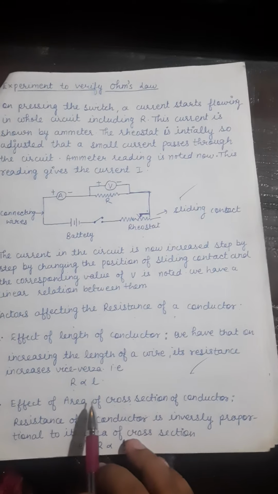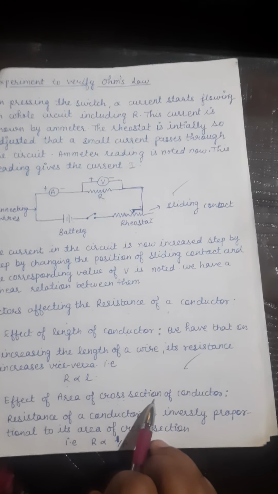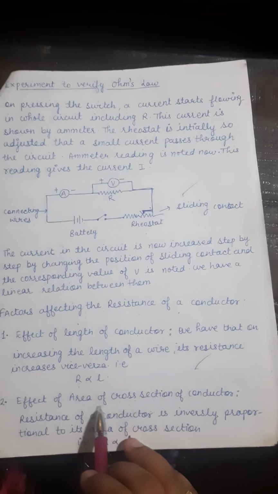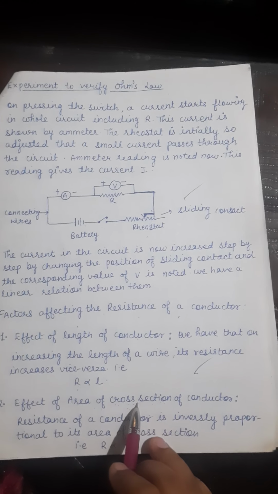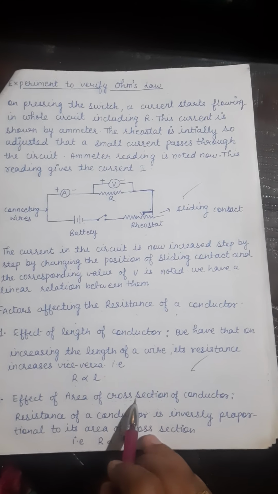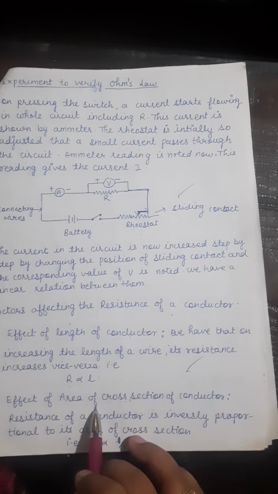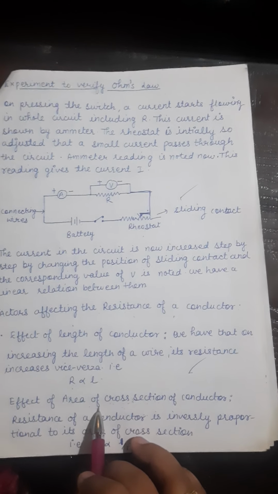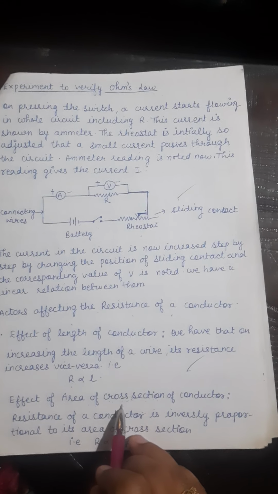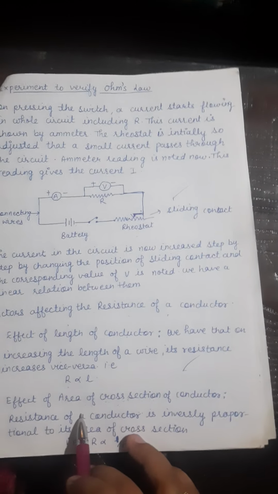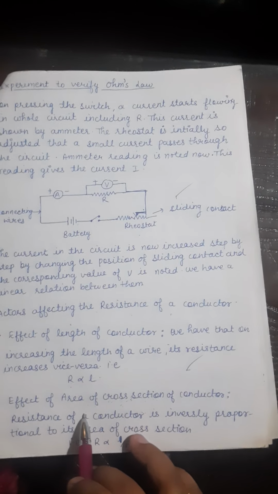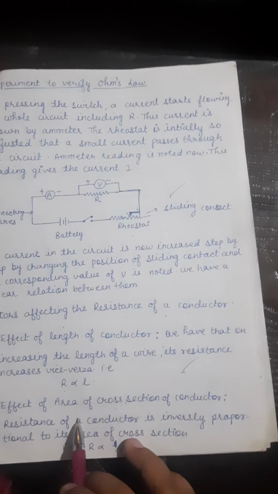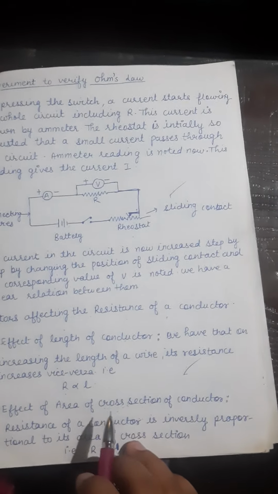Next topic is the area of cross section, and the resistance depends inversely on the area of cross section. That is, if the area of cross section increases, the resistance of that particular conductor decreases, and if the area of cross section decreases, the resistance increases. Clear students? Let's go to the next point, that is the nature of the material.